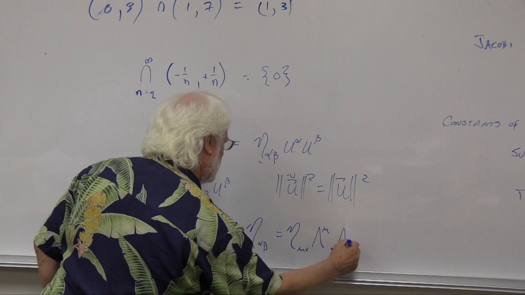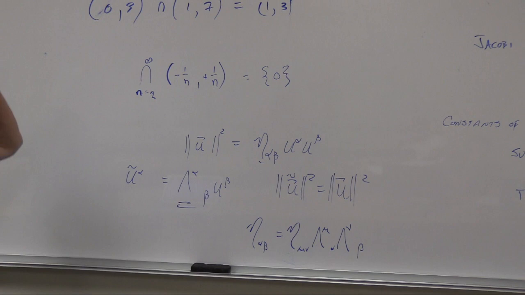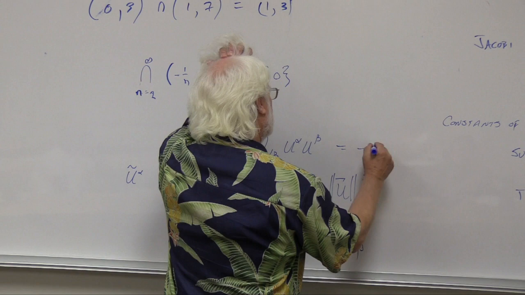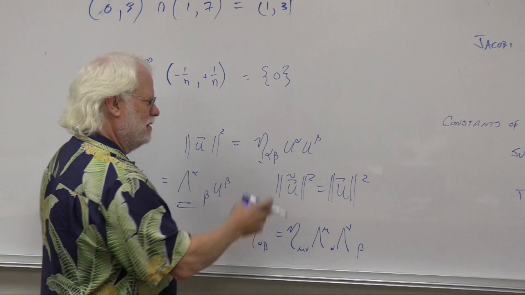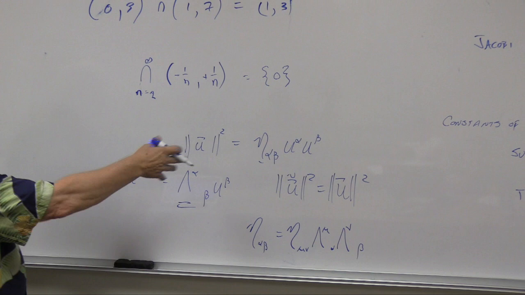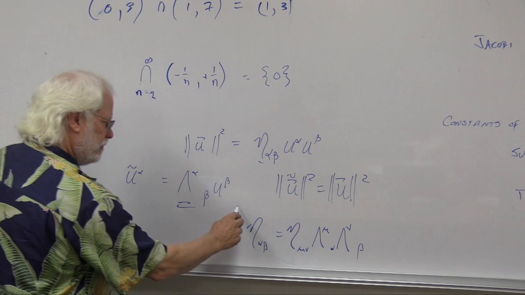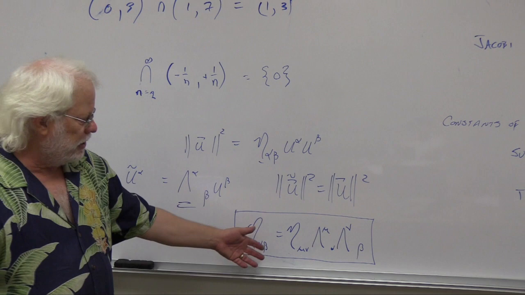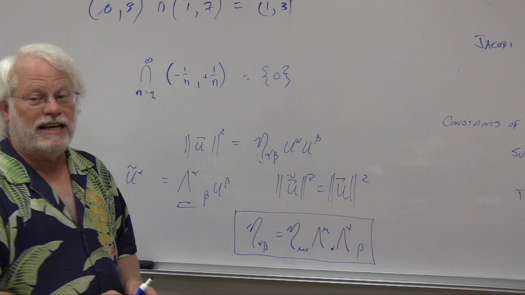I'm used to seeing eta u alpha u beta being like -1, like the dot product of the four-velocity with itself. Oh, if this is the four-velocity, this is minus c squared. But I don't necessarily mean it to be the four-velocity here, just any four-vectors. Fine. A Lorentz transformation preserves this Minkowski inner product for all vectors. As a consequence, we can define a Lorentz transformation alternatively as a transformation that preserves the Minkowski metric.